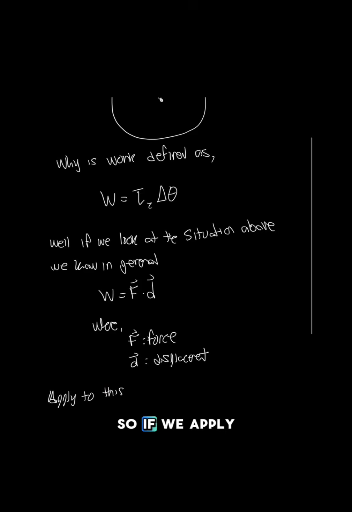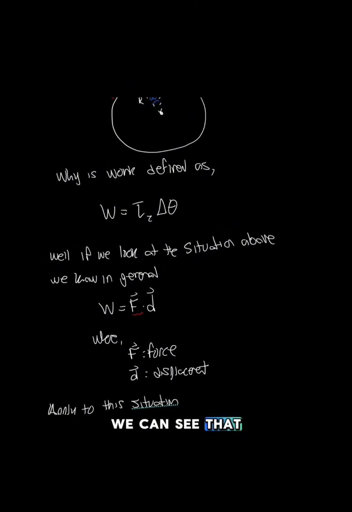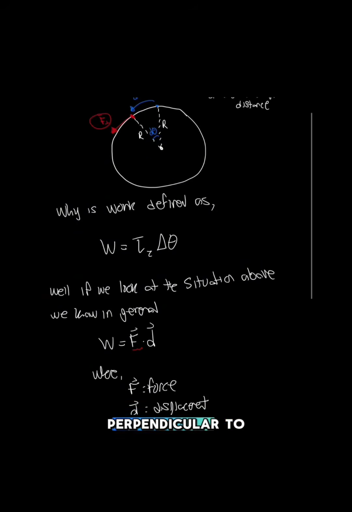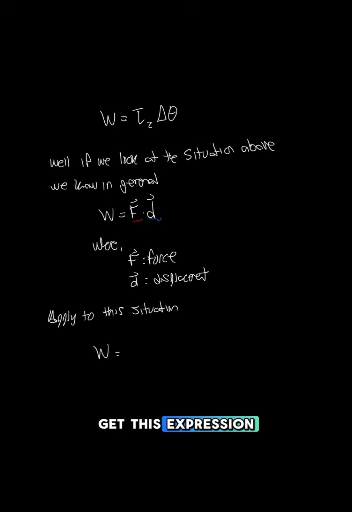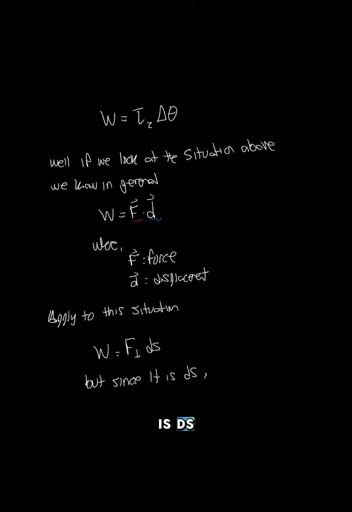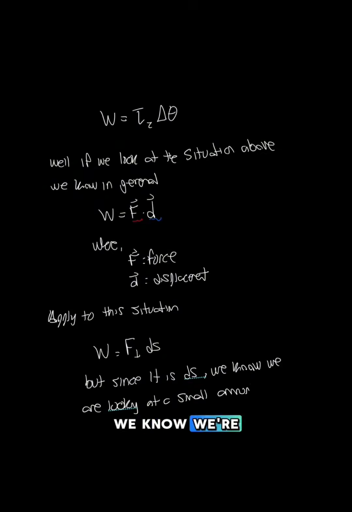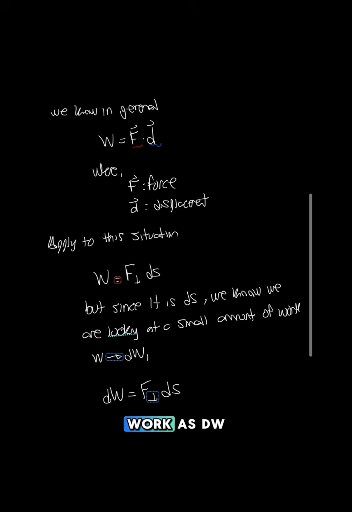the displacement. So if we apply this to our situation, we can see that the force is going to be F perpendicular, which is perpendicular to the axis of rotation. d is our displacement, which is going to be equal to ds in this situation. We get this expression here, but since it is ds, which is a small change in displacement, we know we're going to be looking at a small change in work. So we can write work as dW.